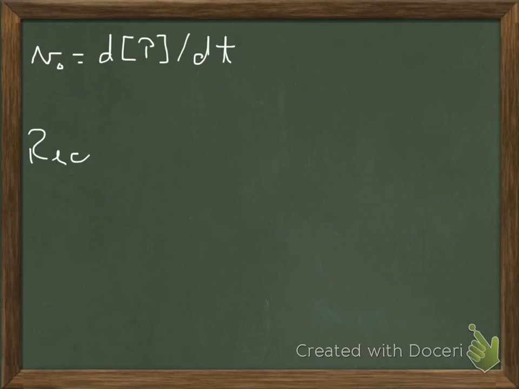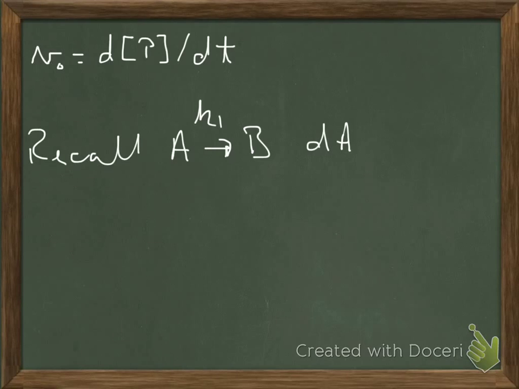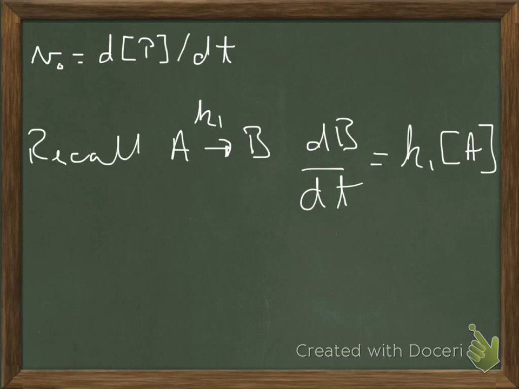Recall, if you have A goes to B, with some rate constant K1, dA dt is equal to, or minus dA dt. Yeah, let me back up for one second here. Let's write this in a slightly better way. The product formation here, which is dB dt, is equal to K1 times A. Does that ring a bell? Mm-hmm. First order rate equation. And that's also equal to minus dA dt.